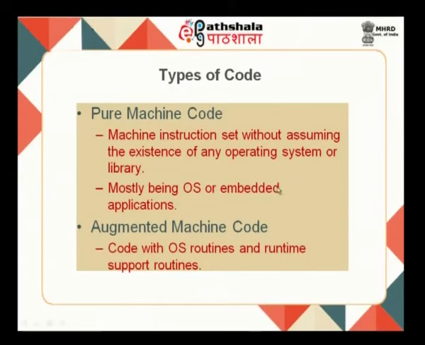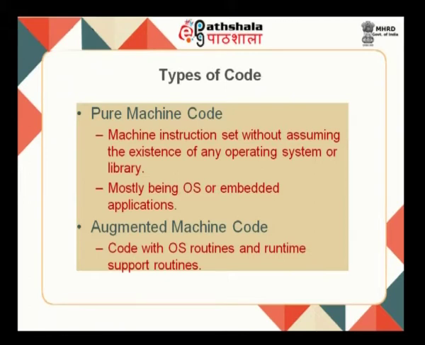It is up to the compiler to know the target machine for translating the high level language into assembly language. In the process of generating assembly language code, the compiler can generate pure machine code or augmented machine code. A pure machine code basically has just an instruction set, without assuming the existence of an operating system or library, with no knowledge about the operating system or any library available. It is basically used for operating systems or embedded applications.